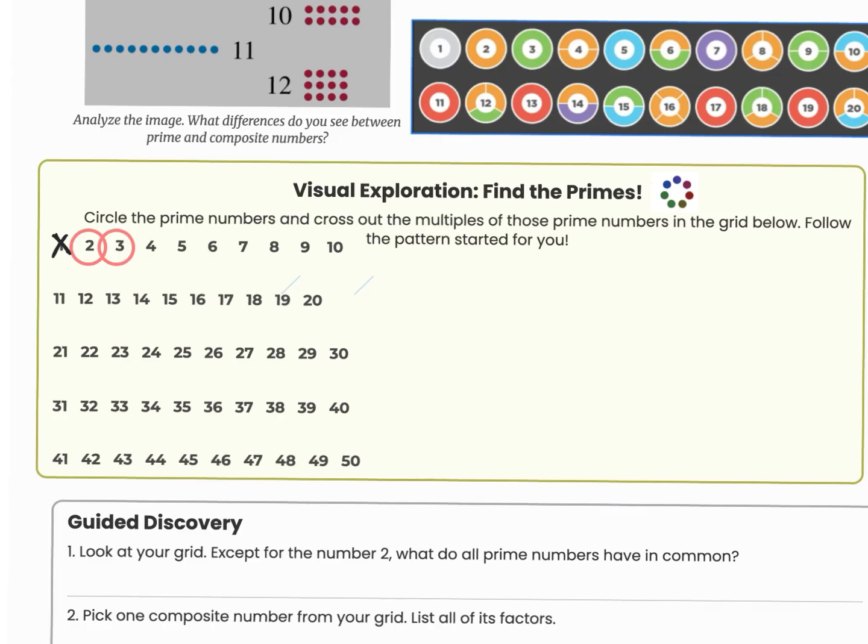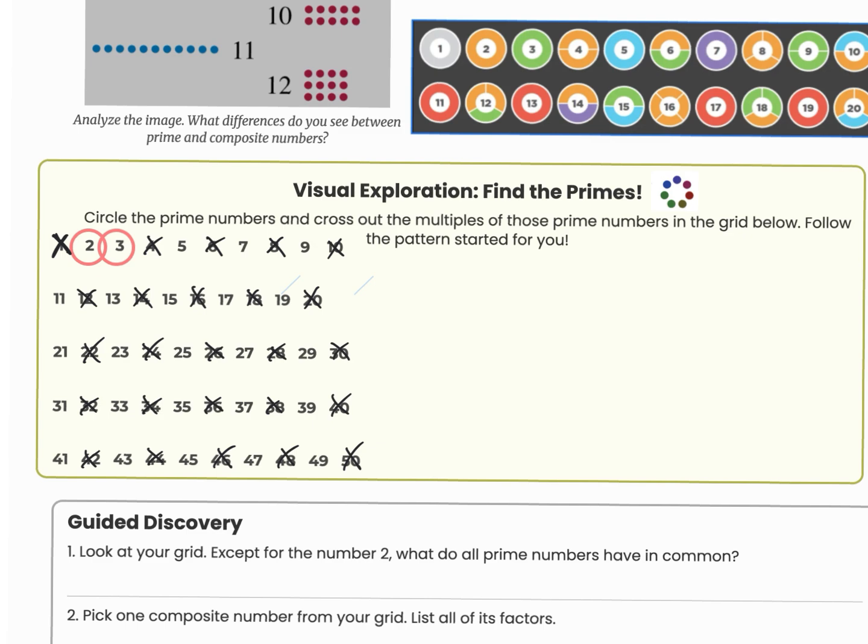Now I'm going to cross off all the multiples of 2. So think about skip counting by 2. So 2, 4, 6, 8, 10, 12, 14, 16, 18, 20, 22, 24, 26, 28, 30. And what I'm doing here, because I'm crossing off the multiples of that number, is that by definition, the multiples of 2 have a factor of 2, giving them an additional factor, making them composite. So all even numbers, except for the number 2, are composite.